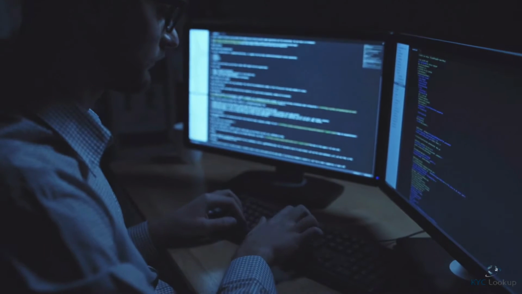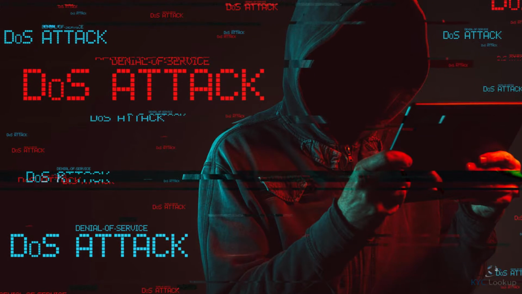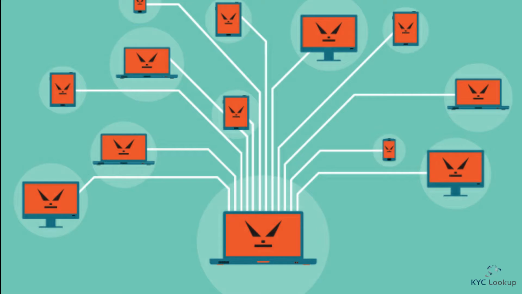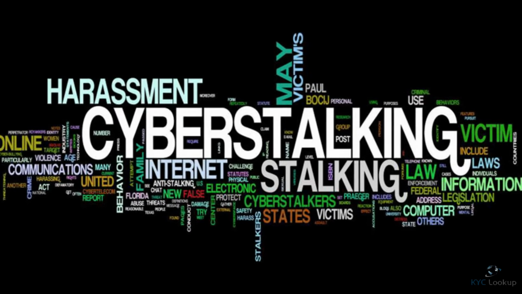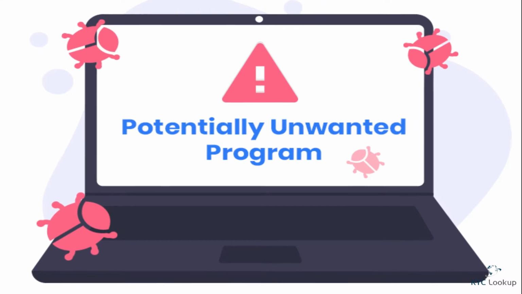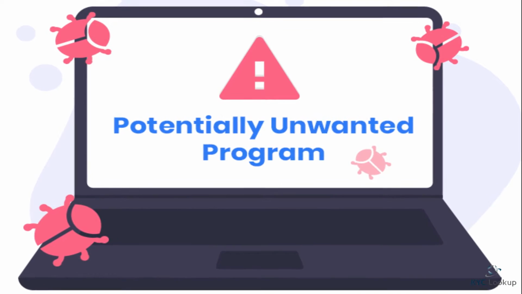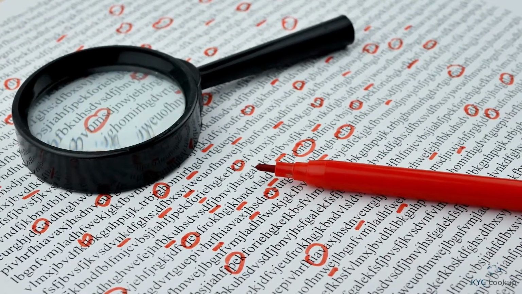Here is a list of a few methods used to commit cybercrimes: DDoS attacks, botnets, identity theft, cyberstalking, social engineering, and PUPs. Now let's take a look at them more closely.